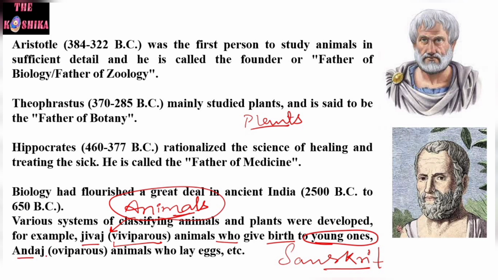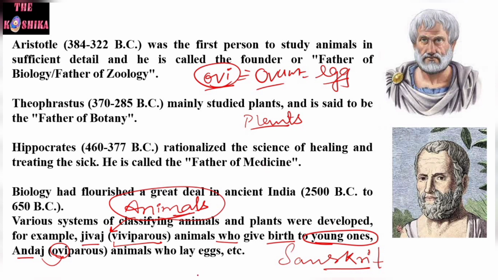Andaj, the second category, is andaj, that is oviparous. Ovi means egg. Ovi is plural and the single is ovum. It simply means egg. The animals who lay eggs are known as andaj.